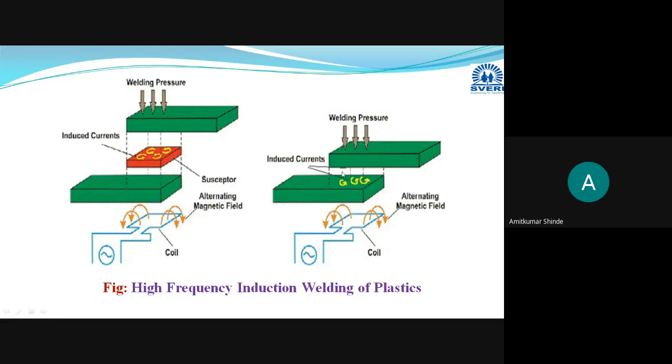Now these surfaces are in molten form, and when slight pressure is applied and you provide sufficient time for cooling, the joint will be formed. Joint will be formed here. This is the high frequency induction welding of the plastic materials. This is the basic working principle of the high frequency induction welding of the plastic materials.